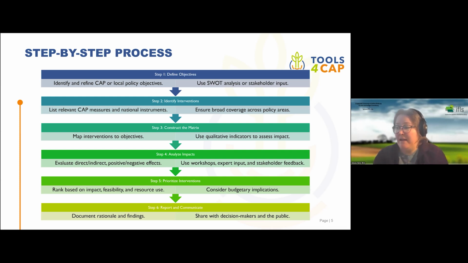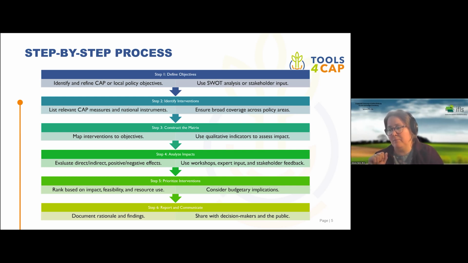In step 5, this is the prioritization of the interventions. So we have the filled matrix. Now we can try to develop a set of interventions that are optimal in achieving the desired objectives. Of course, here it also has to be considered what the available resources are, which is not directly shown in the matrix, but it is something that informs the decision-making process as well.